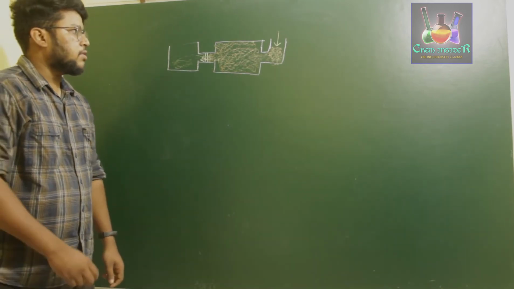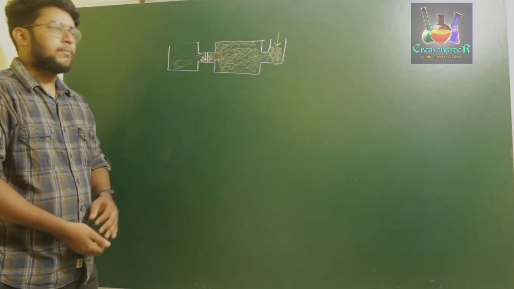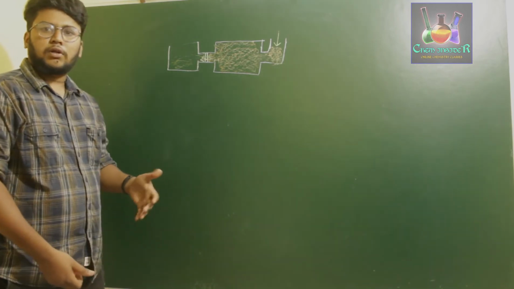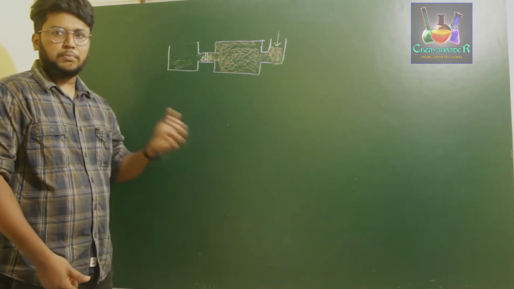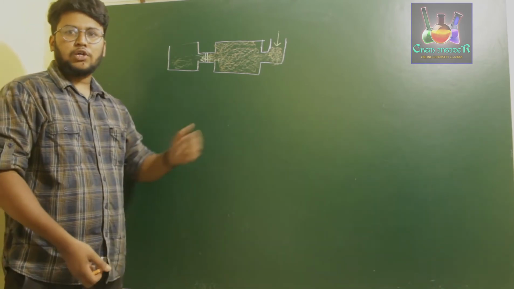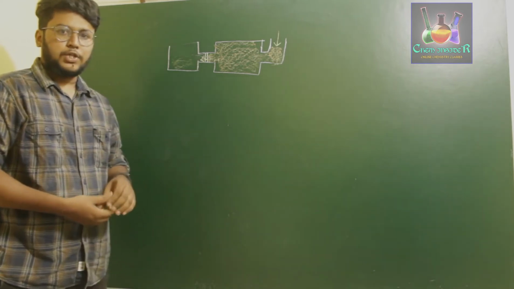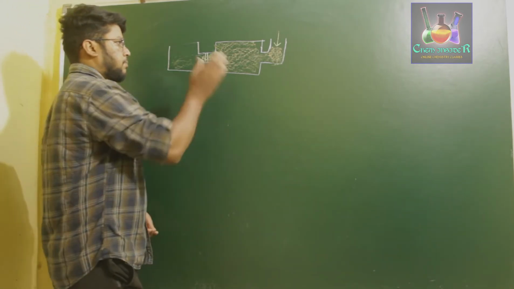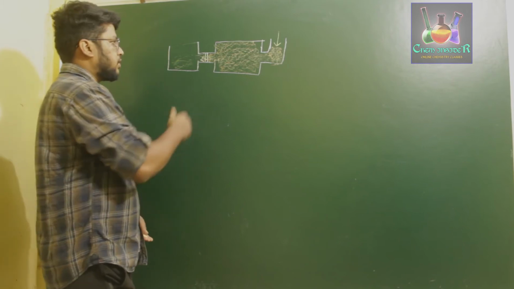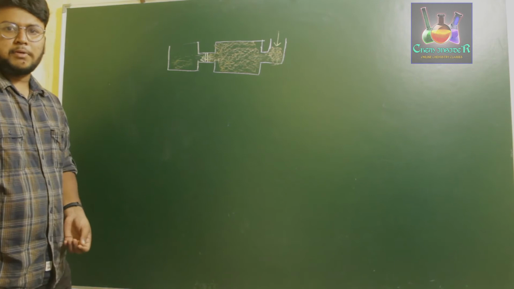Okay, so this process where we apply pressure on the solution in order to stop osmosis is related to the osmotic pressure. When you apply pressure more than the osmotic pressure, the solvent particles present in the solution are moved towards the other container through a semi-permeable membrane.